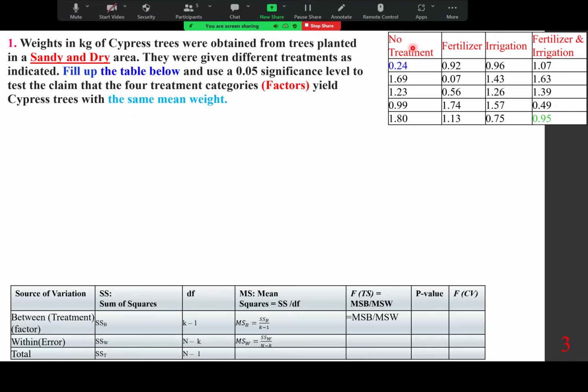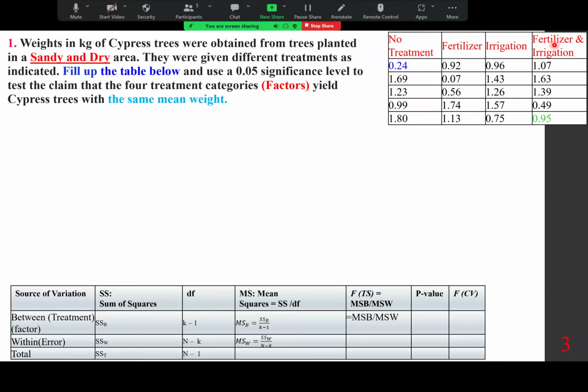So the first group, there is no treatment. Or the category number 1. Second one, they get fertilizers. Third group, irrigation. Fourth group, both of them, fertilizer as well as irrigation.